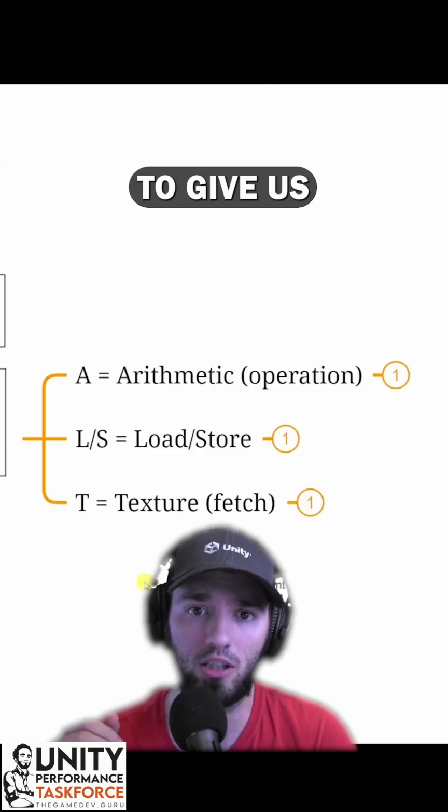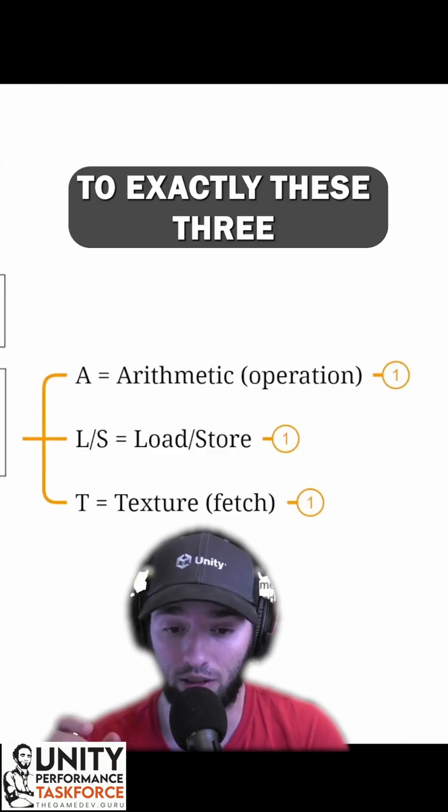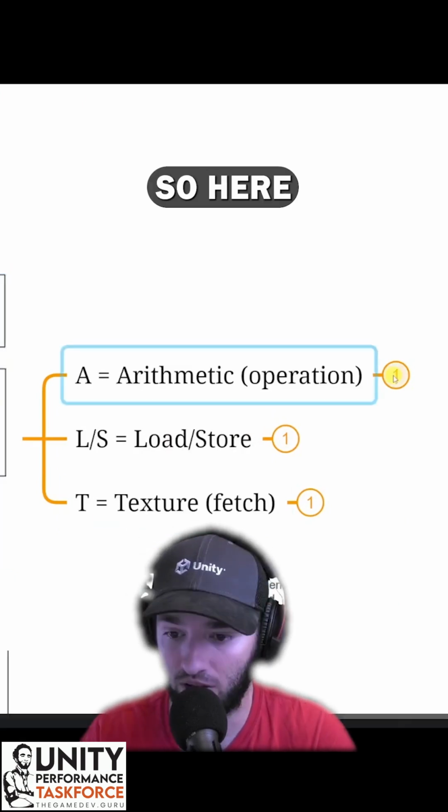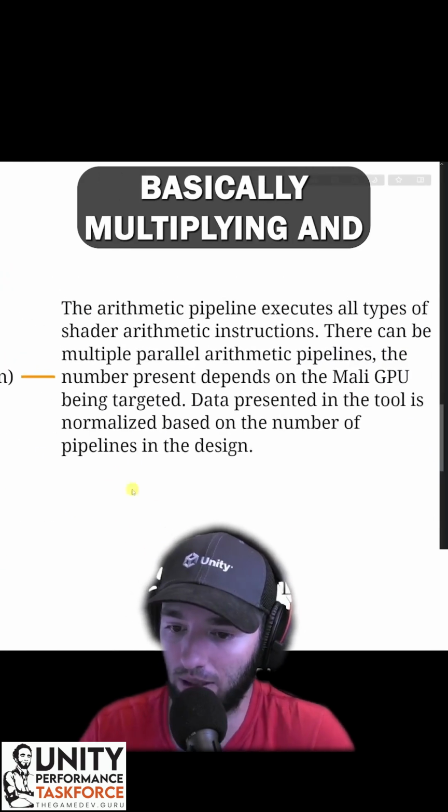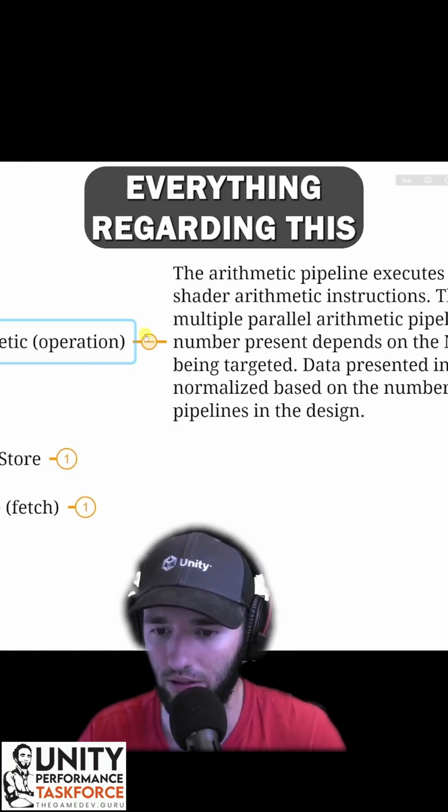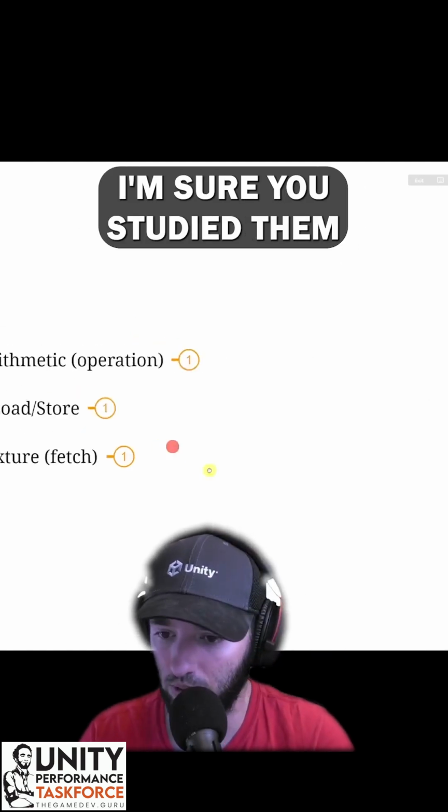The Mali offline compiler is going to give us some numbers that are relevant to exactly these three hardware units. So here's all about arithmetic, basically multiplying and adding floats and things like this. Everything regarding this arithmetic operation. I'm sure you studied that in school.